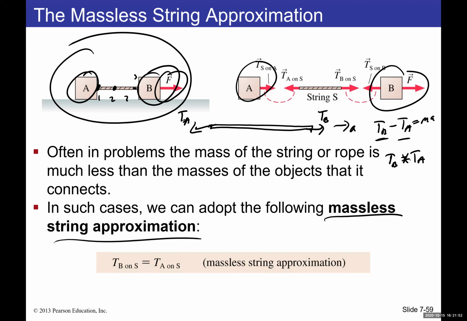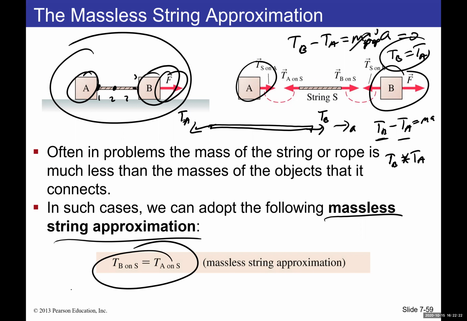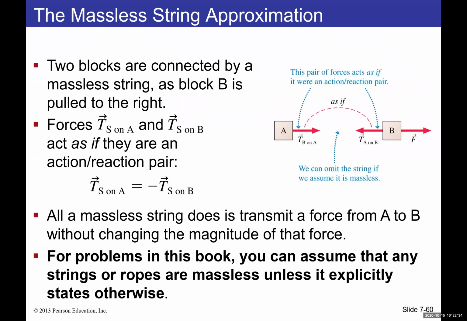Well, we can solve this by saying this. TB minus TA equals the mass of the rope times acceleration. What if we say that the rope has such a small mass that we can just set it to 0? If we set this to 0, then their difference equals 0, which means TB equals TA. So the rope being massless makes the tension everywhere on that rope equal to one another. The same rope has the same tension everywhere. And that makes our life much easier and our calculation much, much simpler.